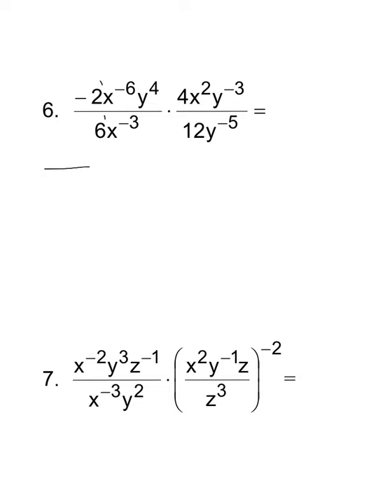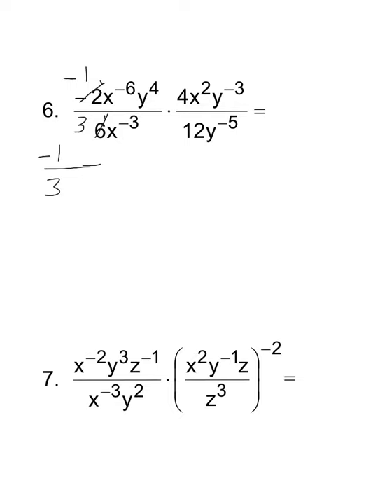Okay, so when I go to do this guy, that negative 2 stays on top. First off, actually, let me back up. We have a negative 2 over 6. I can reduce that. 2 goes into both of these. So 2 goes into here negative 1 time. 2 goes into 6 3 times. So it's negative 1/3.